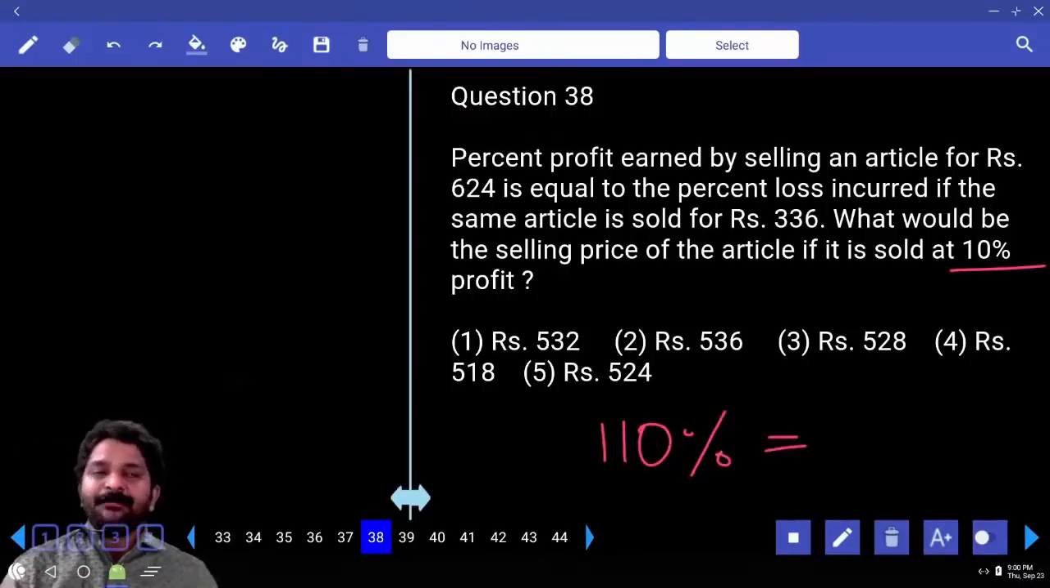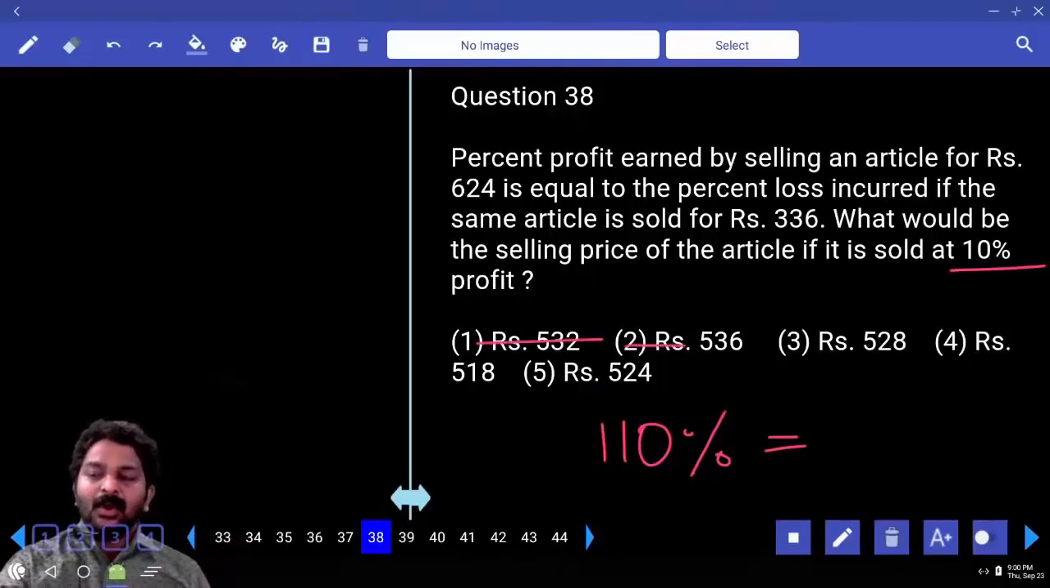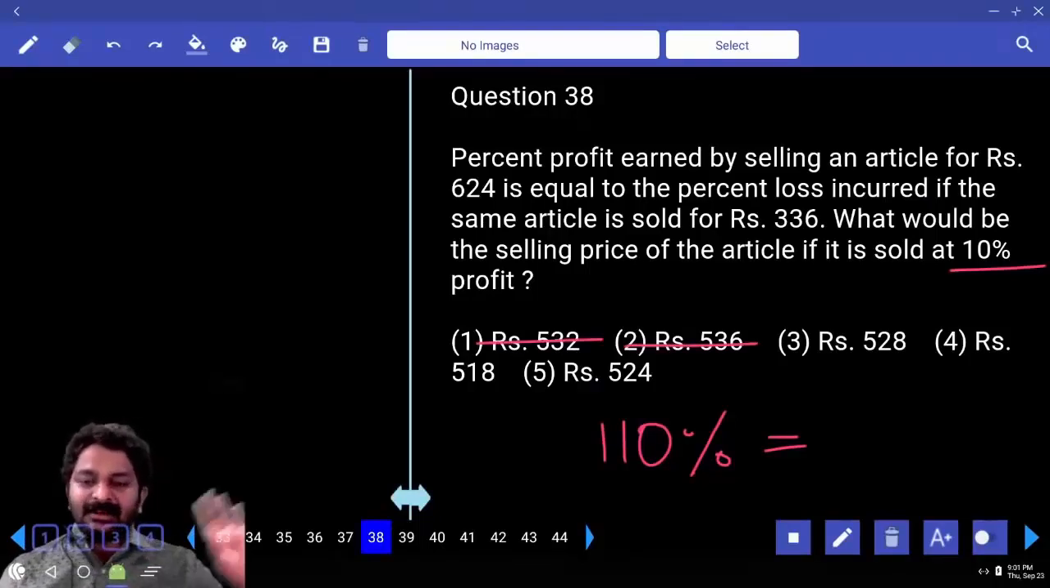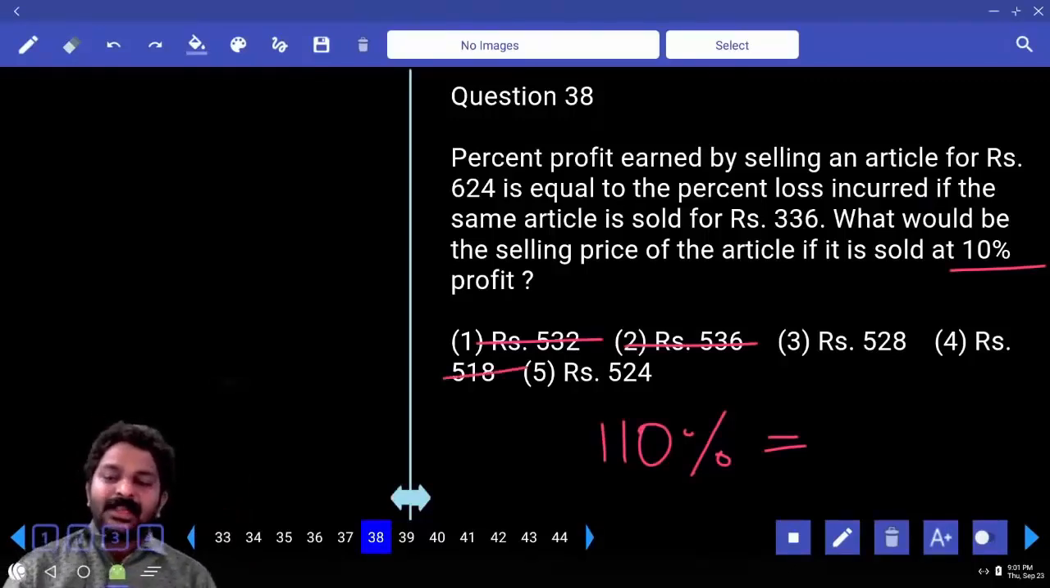110%. 110% is a multiple of 11, so the answer must be a multiple of 11. Is your first option a multiple of 11? No. Second option? No. Third option? Yes. That may be your answer, hold it. Is your fourth option a multiple of 11? No. Is your fifth option a multiple of 11? No. Third option final.